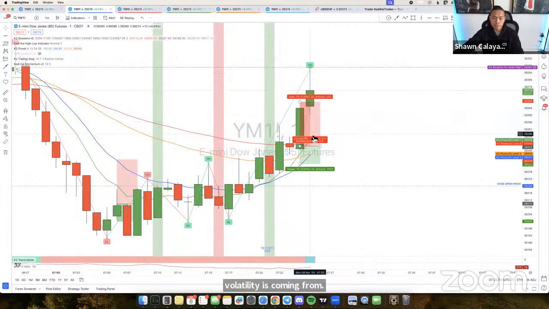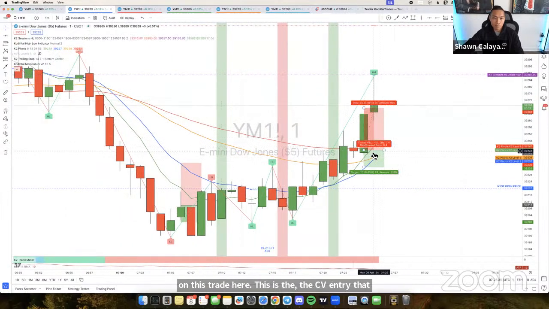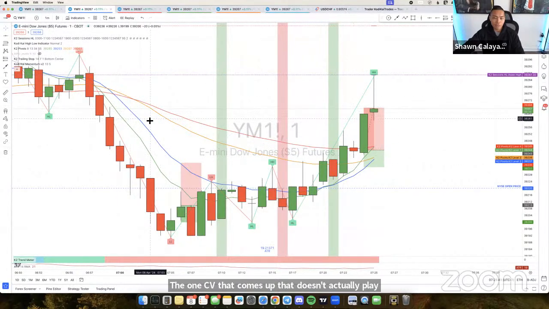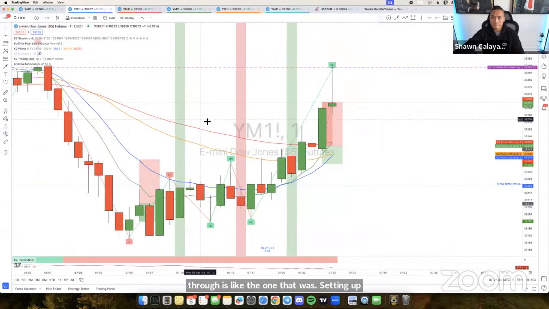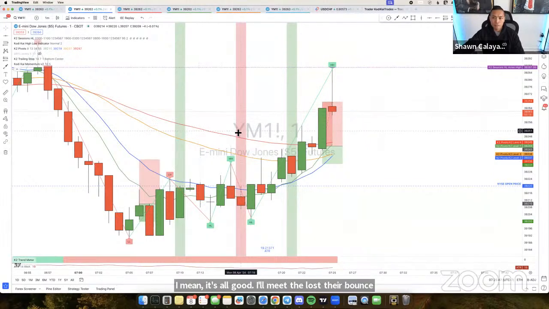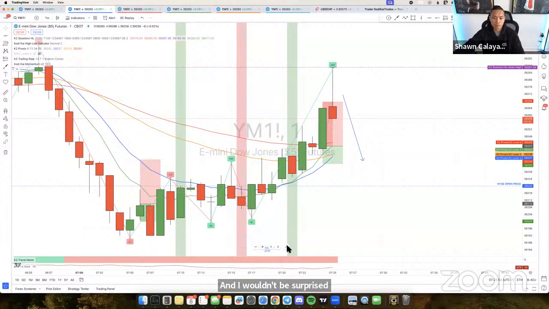This is the CB entry that we're looking for. The one CB that comes up that doesn't actually play through is the one that was setting up here, but everything else hit from earlier today. I mean, it's all good. I'll meet the loss there, bounce back from it. And I wouldn't be surprised if this thing comes all the way back down from where it's currently at.